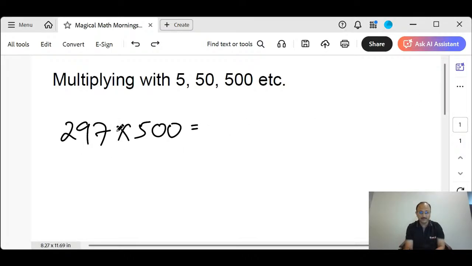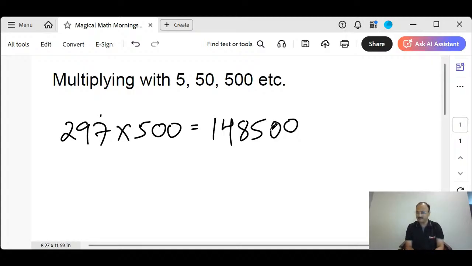Now 297 into 500, what will I do? I'll just do the half of this, assuming 10 here. What will come? 1 4, because there is a carry, 8 and 5. Afterwards, what do we do? I'm going to add these two zeros. That's it. This is the answer.